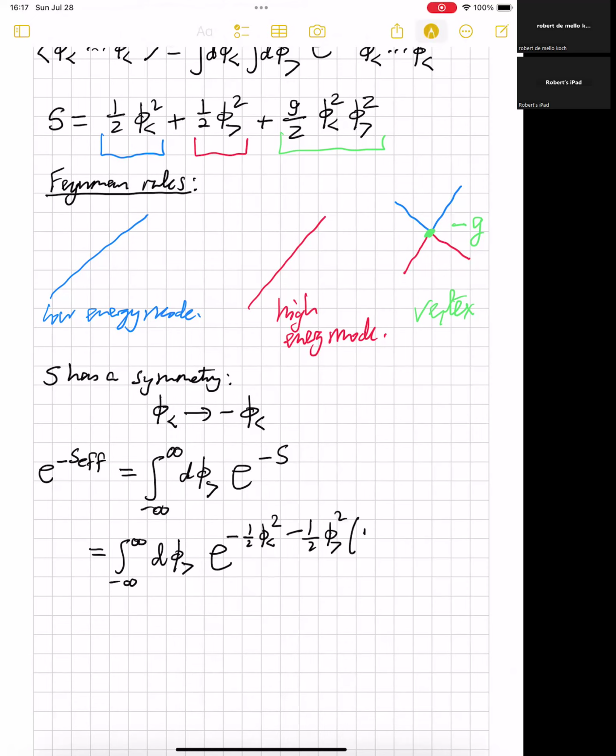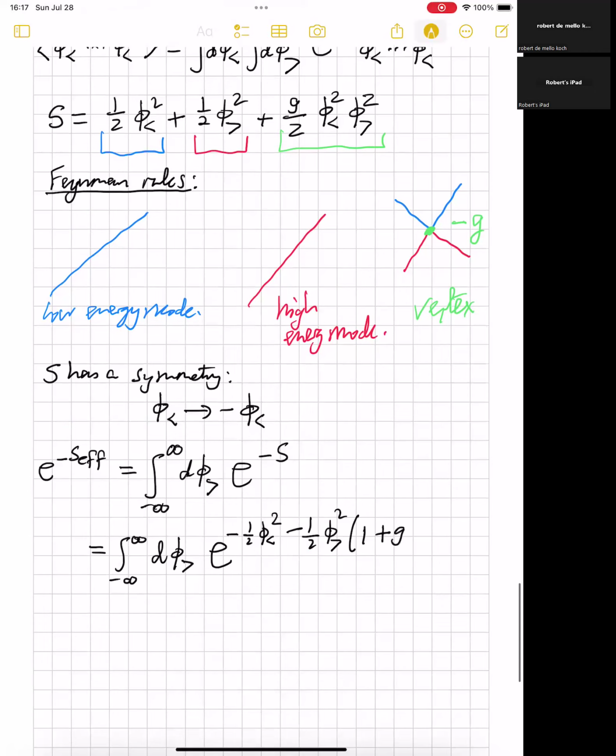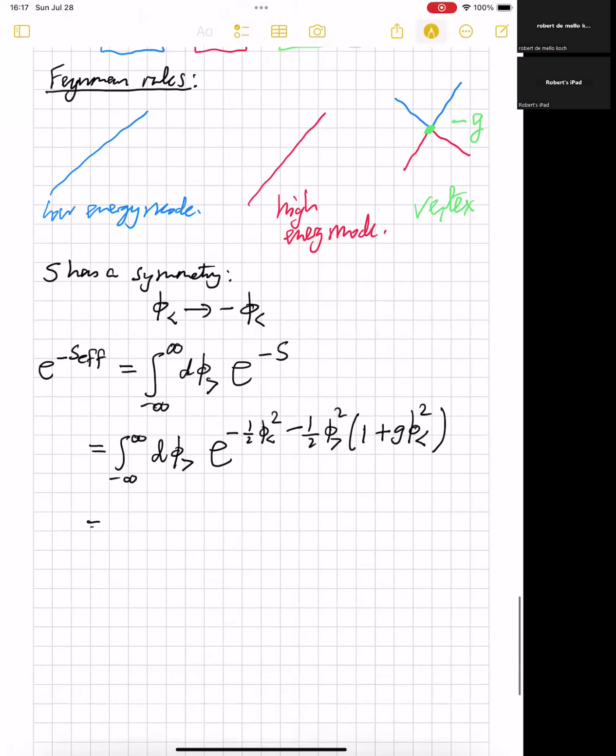And then we've got 1 from the red terms. But then we've also got plus g phi less than squared, and that's from the green terms. And what you see is this action only depends on phi greater than squared. Because it only depends on phi greater than squared, this means it is in fact a Gaussian integral. So we can write down the answer immediately. This is 2 pi into 1 plus g phi less than squared.